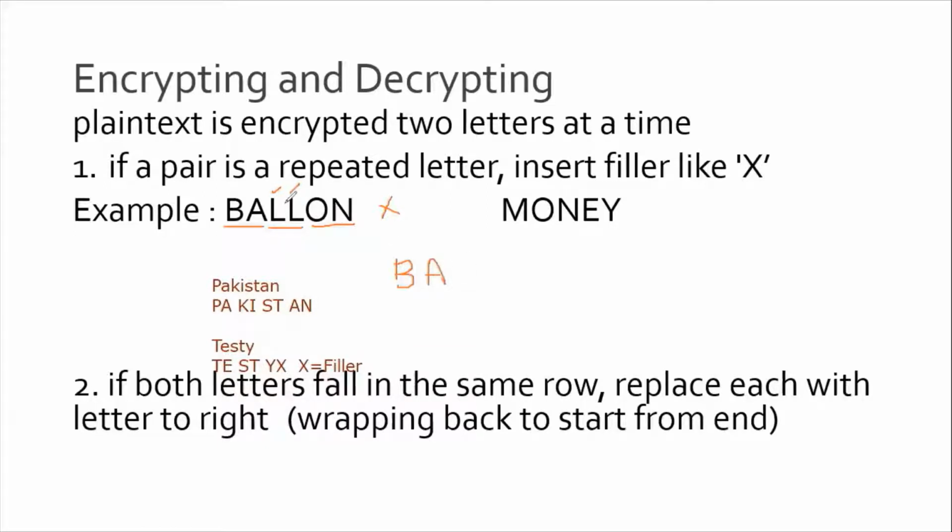Whenever there is such a situation, we will break it. How will we break it? We will add a filler between these characters. The filler is always X. So we will write L and L with X between them, and the remaining characters will proceed further. So for BALLOON, we have BA, then LX, and the remaining characters are LON. So LO will be the next pair, because that L is now separated from the other L, and we have N, the single character left at the end.